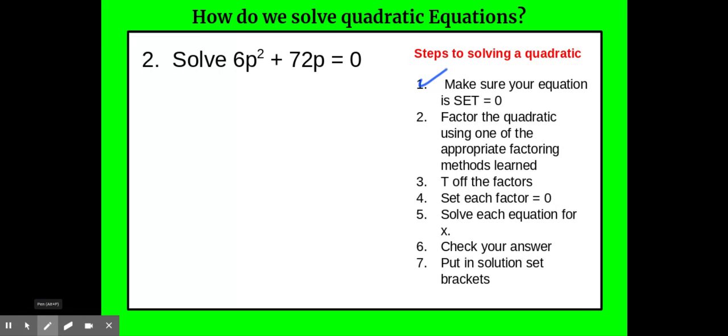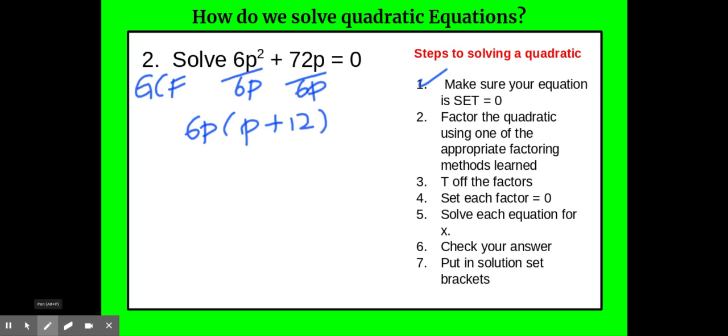Now this factoring method we need to use here is GCF because there's a greatest common factor of 6p between each of them. So we factor out the 6p and we're left with p plus 12. And then you have to remember to bring that equals 0 down or you're going to lose points in the future. Next one, tee off your factors. Now your factors are right here. So we break them up between the multiplication that's happening.